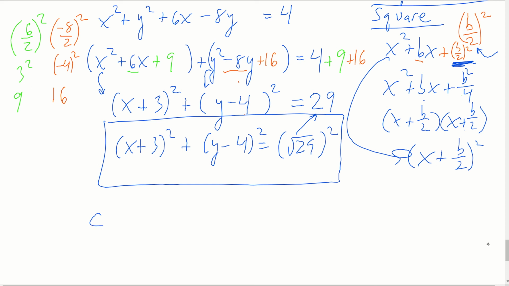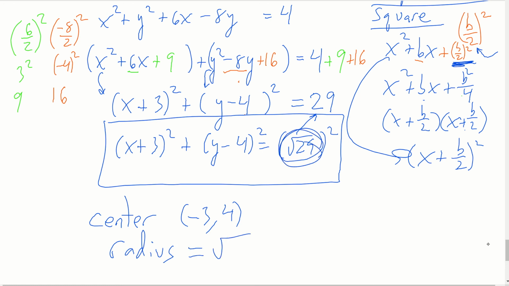And they don't ask us for this, but very easily, now that we have it here, we can identify the center. The center of this circle would be what sits behind a subtraction sign here. So that's going to be negative 3, comma 4, and the radius of this circle would be what's under the square here. So it has a radius equal to the square root of 29 units.